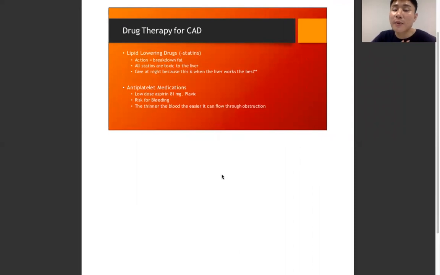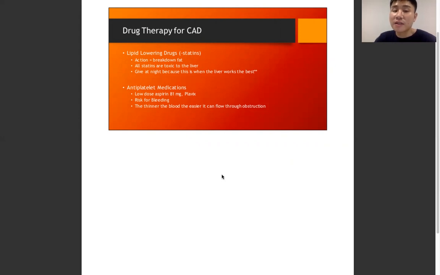So drug therapy for CAD, because one of the main causes of CAD is atherosclerosis, basically fatty buildup. So we give them lipid lowering drugs. These always end in statins, and the action is to break down fat. All statins are toxic to the liver. Give at night because this is when the liver works best, okay?